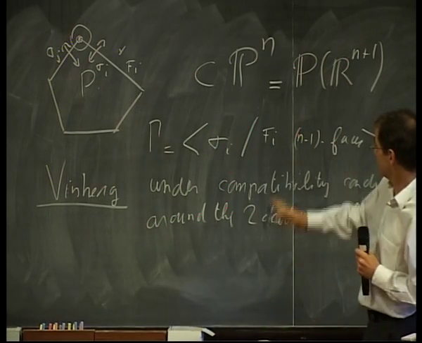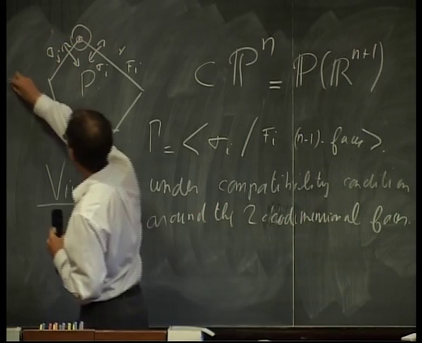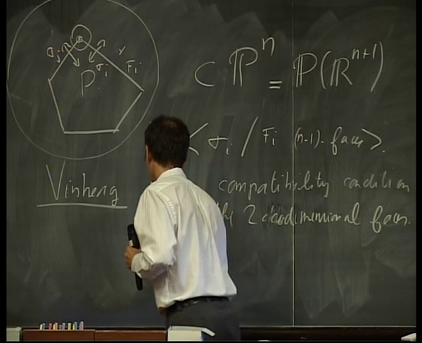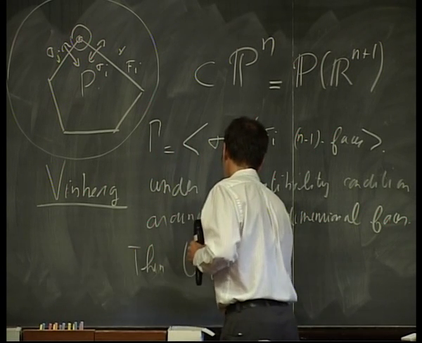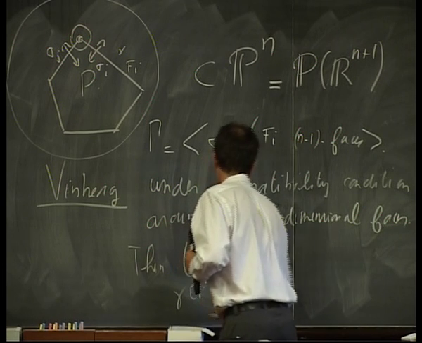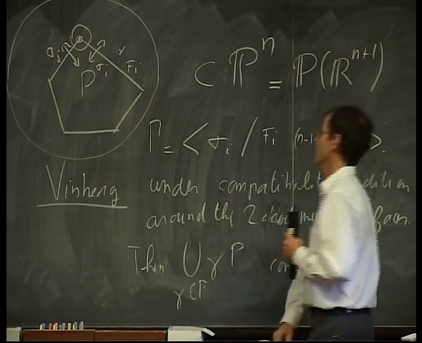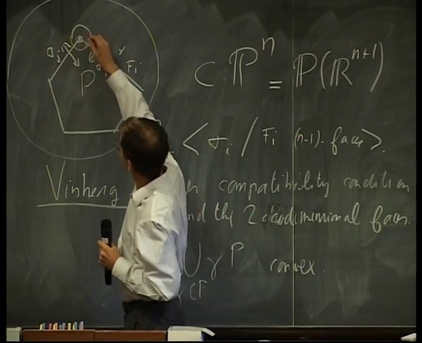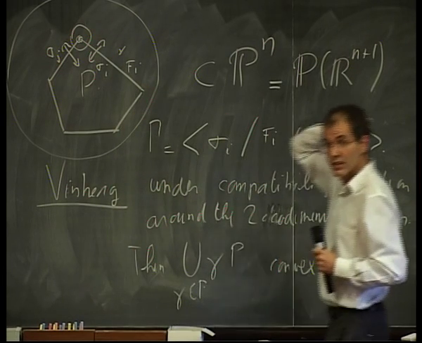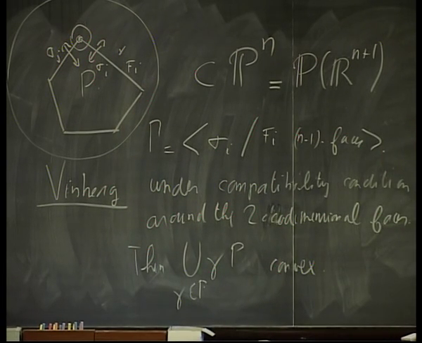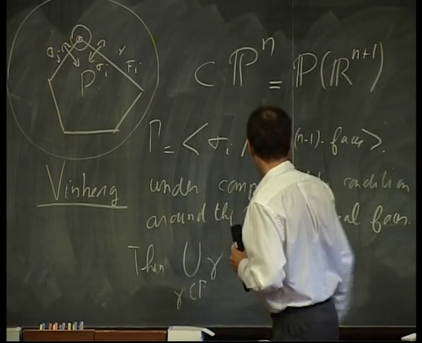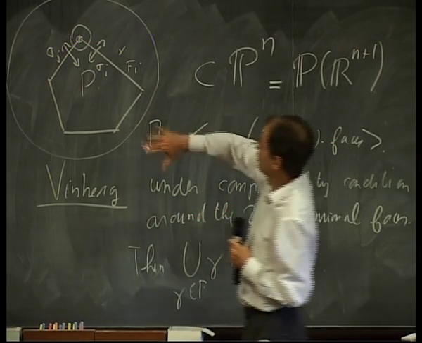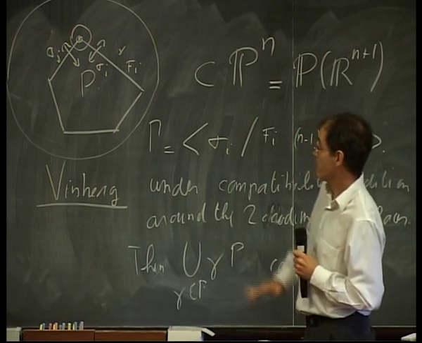And this Vinberg theorem says that under this compatibility condition, the union of gamma P, for gamma in the group gamma, will be a convex set. And if you add the condition that for each vertex the corresponding Coxeter group is a finite Coxeter group, then in fact this convex set will be open. And this convex open set sometimes is the whole of Rn.